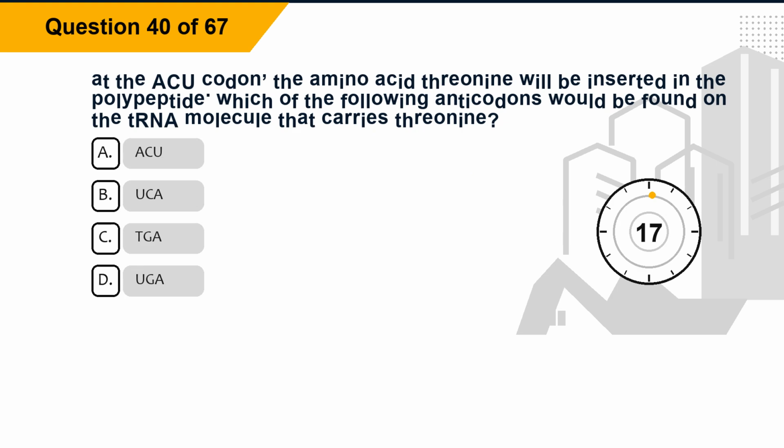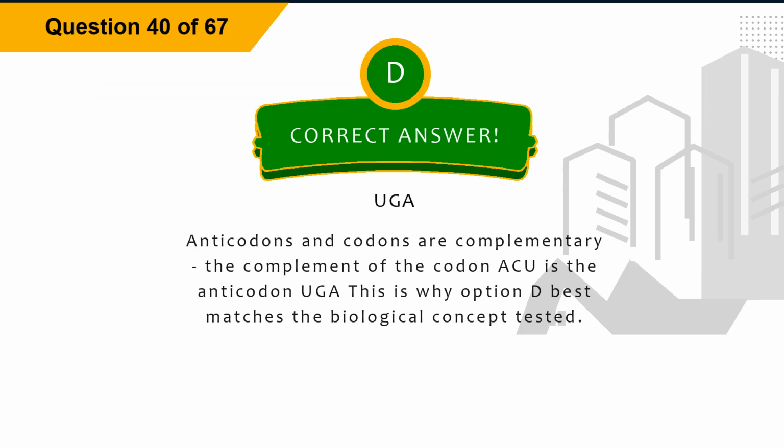Question 40. At the ACU codon, the amino acid threonine will be inserted in the polypeptide. Which of the following anticodons would be found on the tRNA molecule that carries threonine? Option A, ACU. Option B, UCA. Option C, TGA. Option D, UGA. The correct answer is option D, UGA.